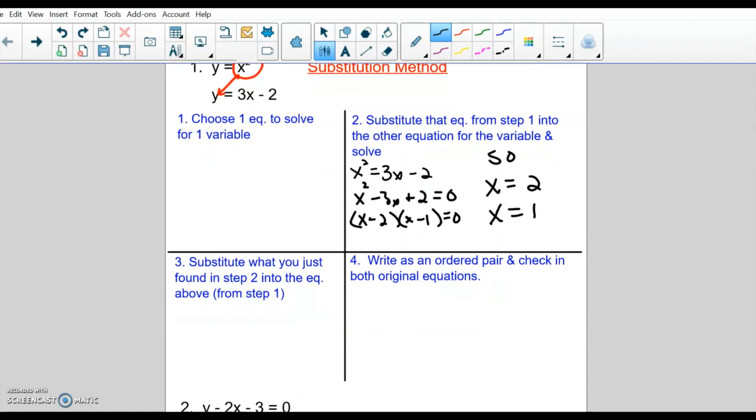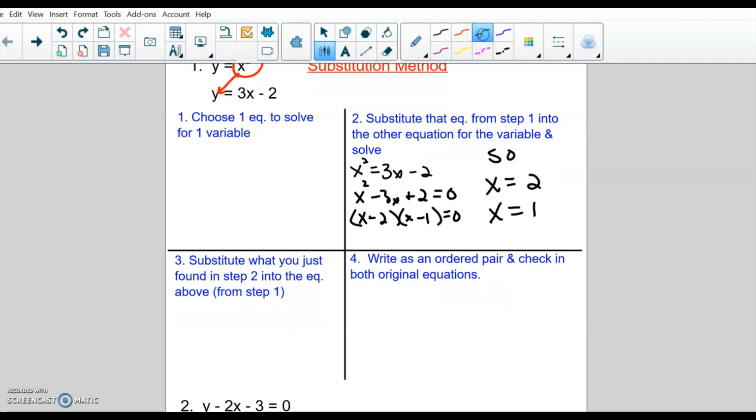To continue on, step 3 says to substitute what you just found in step 2 into the equation above from step 1. In step 1, you could really take either equation. Since I can see it on the screen, I'm just going to use y equals 3x minus 2. So I just chose this equation to come down here into step 3. I could have chosen either equation. You can do whichever one you want. It's just the one I can see.